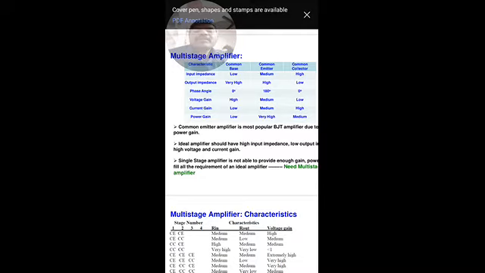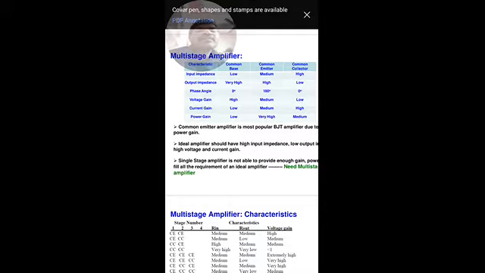So first, the characteristic is the input impedance of the amplifier. Input impedance of common base amplifier is very low, because in the common base configuration, emitter acts as the input and collector is the output. So emitter is heavily loaded, so we have a very low input impedance for common base configuration, and for common collector it is medium or moderate.